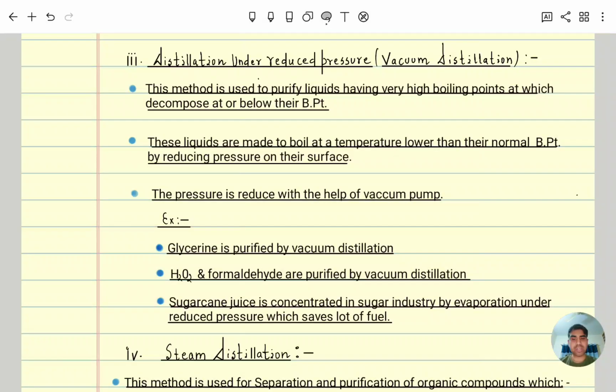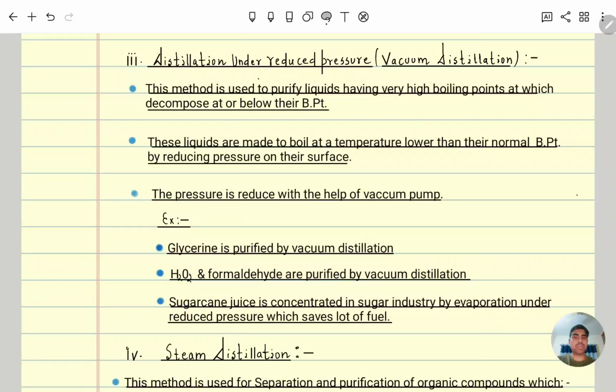When a substance is dissociating, we keep that substance in a chamber where we decrease the atmospheric pressure. As we decrease the atmospheric pressure, the boiling point also decreases. As the boiling point decreases, the substance will not dissociate at that temperature. Here are some examples. You can see glycerin is purified by vacuum distillation, as are H2O2 and formaldehyde.